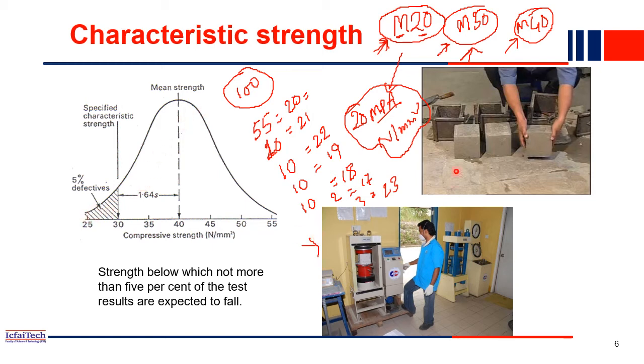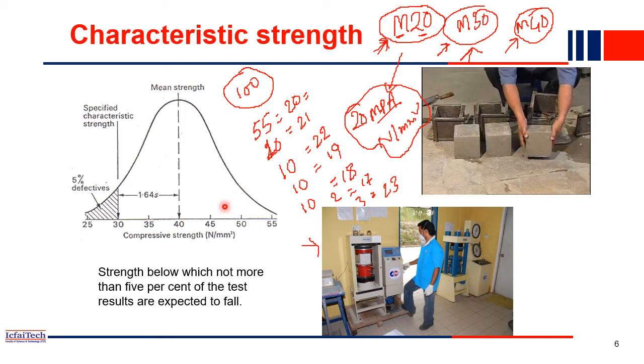Concrete strength is actually varying. If you consider 40 as the mean strength, the lowest few samples will give you 25 also. A few samples will give you 30 MPa, a few samples will give you 35 MPa, and the maximum samples will give you 40. A few will give you 45. So this is the histogram, right?